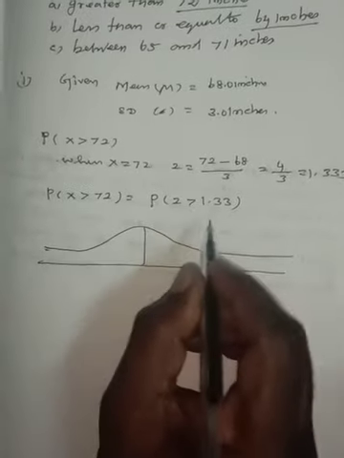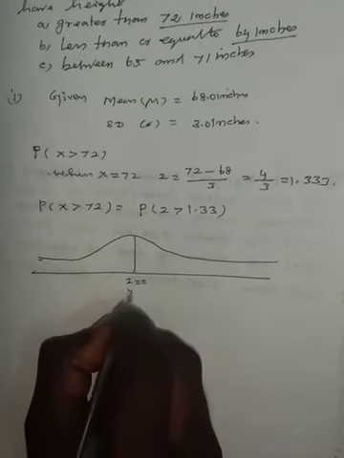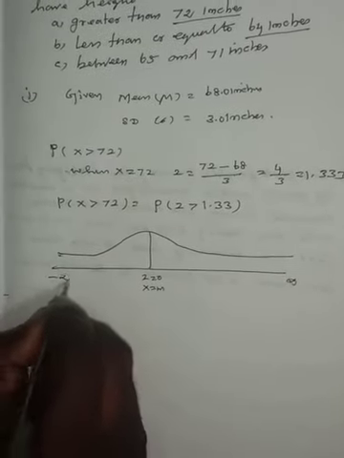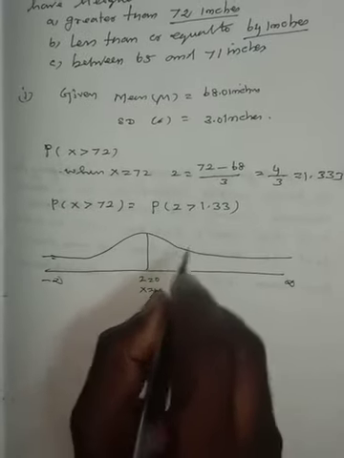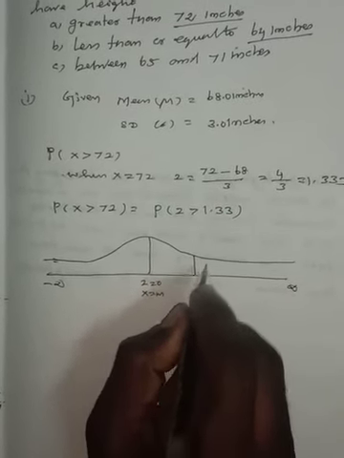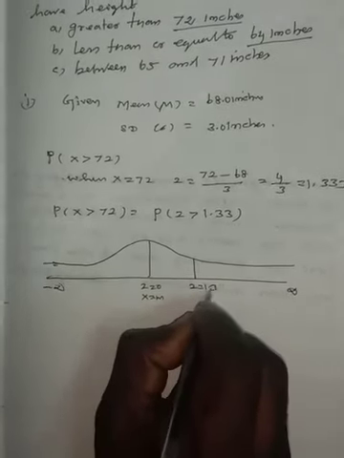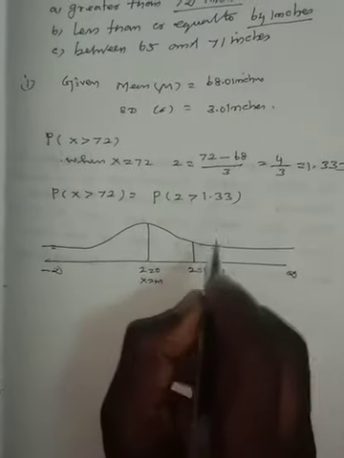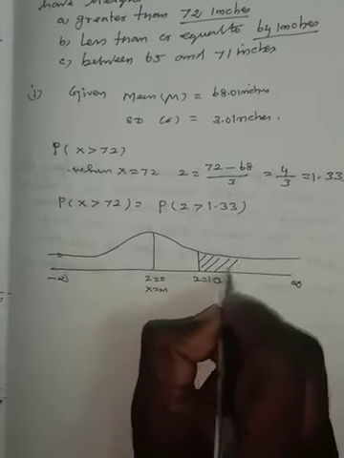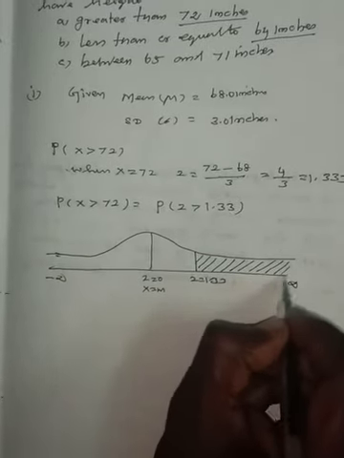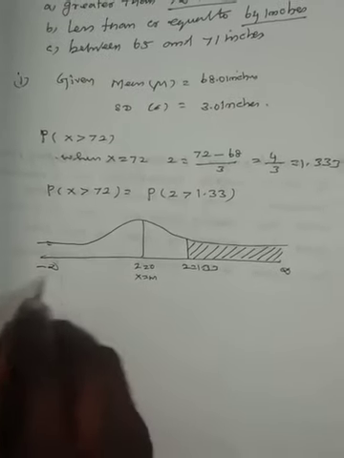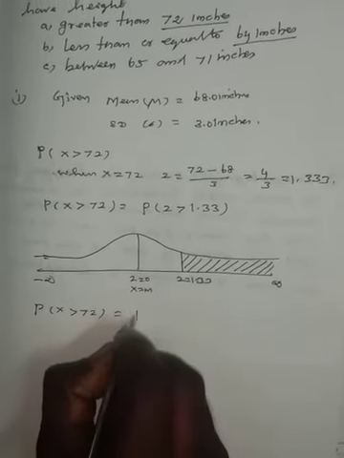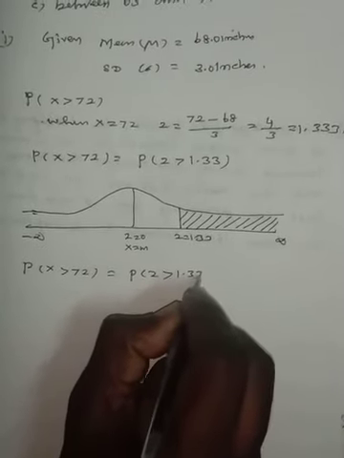Z is greater than 1.33. Z is equal to 0 where x equals mu. Greater than means the right-hand side, from positive infinity to negative infinity, so the right-hand side of 1.33. Now P of greater than means this side, so the shaded portion is this area. P of x greater than 72 is equal to P of z greater than 1.33.